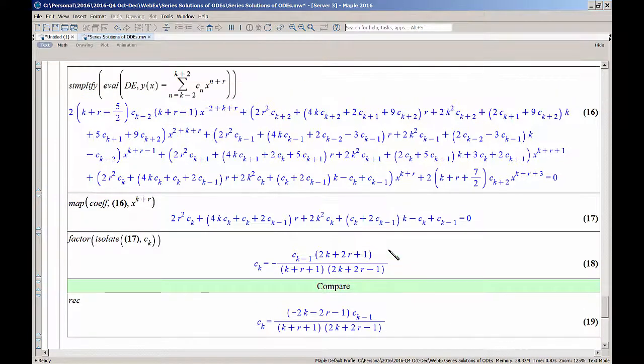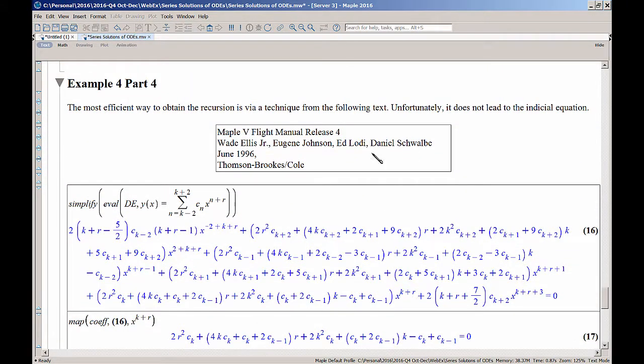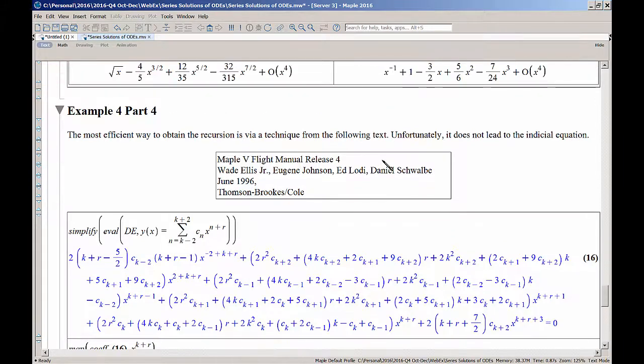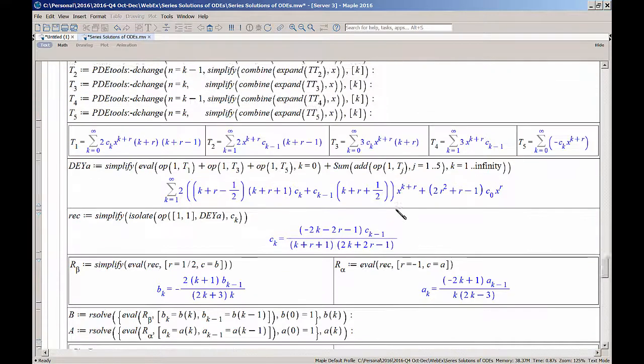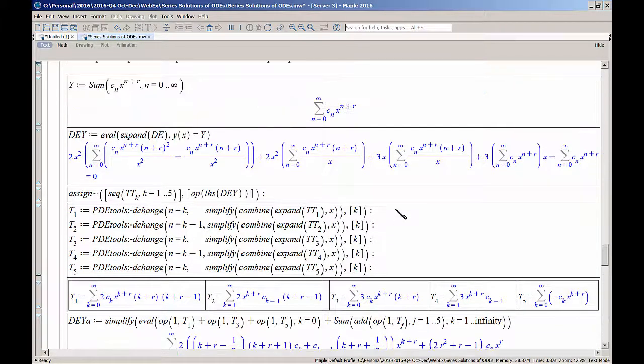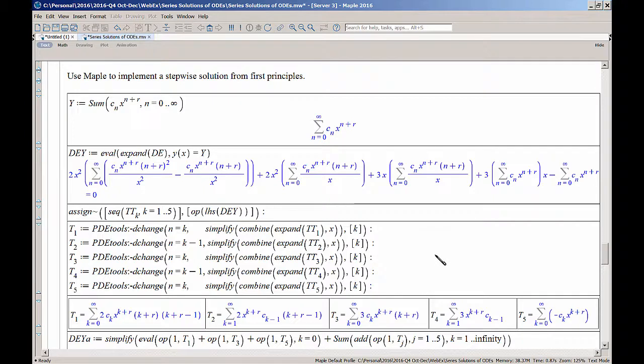So in my opinion, this device from the Flight Manual, going back 20 years, is the best tool that you could use in Maple if you want to obtain these results. If you really, really want to apply step by step the techniques of the Frobenius method that you would see in a textbook, be prepared for a bit of a go.